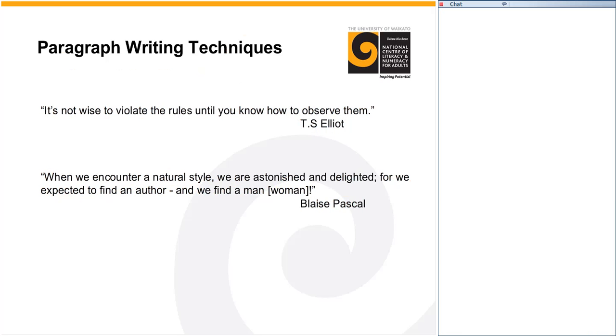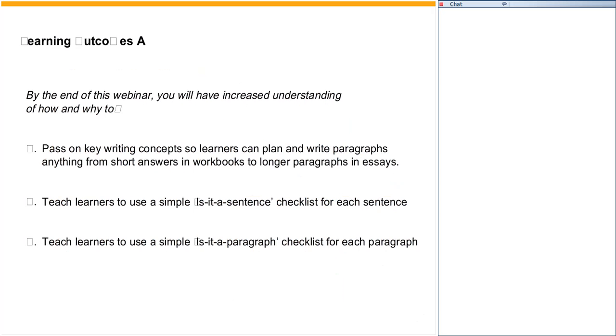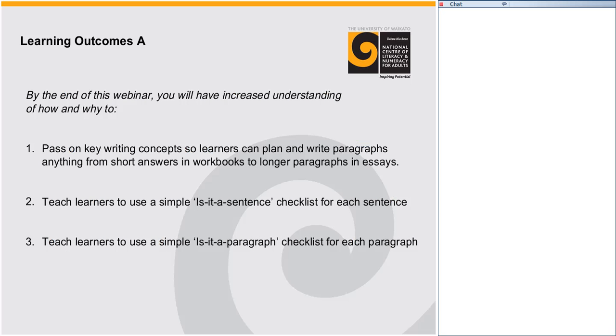People talk about writing needing rules and also writing not needing rules, and I guess it's a whole balance, so I just wanted to acknowledge that at the beginning. I have two sets of learning outcomes. Don't be shocked, there's quite a few of them. The first one really is about passing on the key writing learning concepts. We want learners to be able to plan and write anything.